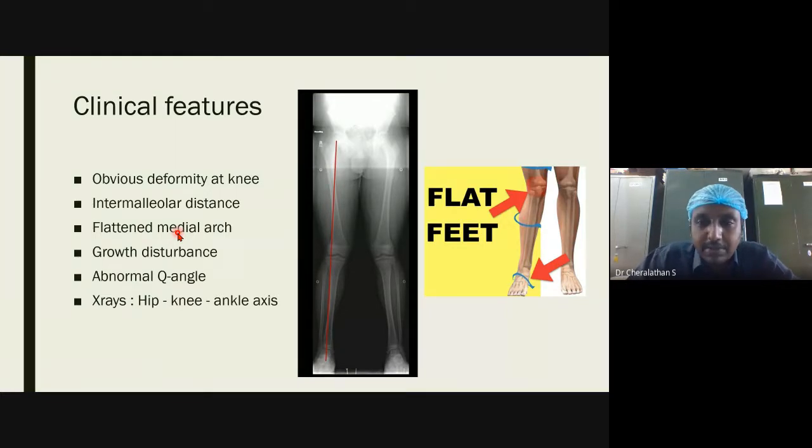In the local language, we call it tattakal, right? The parent will bring the child and ask, tattakal irukku doctor, enna pananum? But the moment you expose the child from hip to ankle, you will see that the problem is actually not at the level of the foot, it is actually at the level of the knee. The child may have valgus knee, which is manifesting as if the child is having flat feet. Now, this has to be clearly understood and interpreted clearly, right?